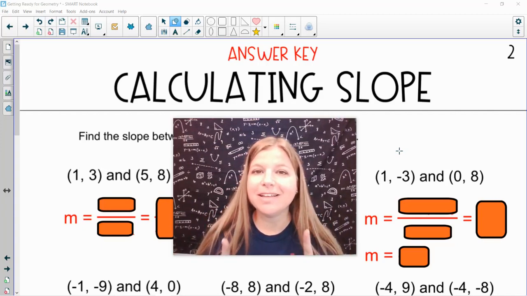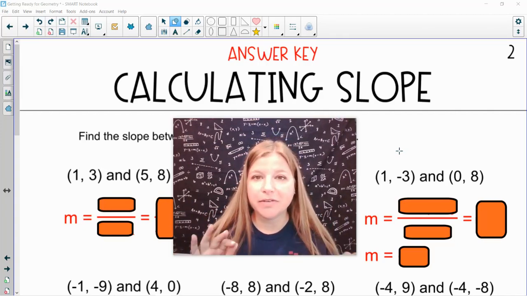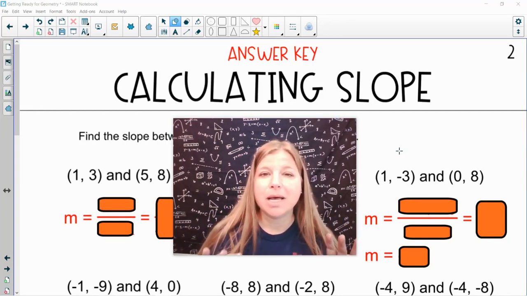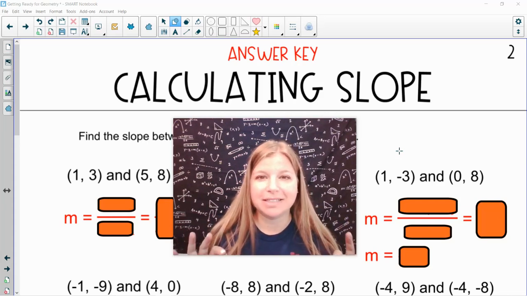Okay, we are calculating slope. This is a very, very important skill that we're going to see throughout geometry, popping up in any of our graphing type problems, plotting on the coordinate plane, things like that. We need to know how to calculate slope.